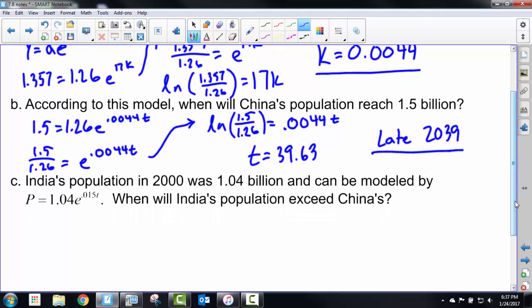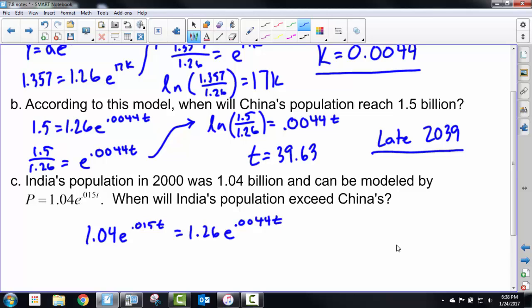India's population, the second largest, or second most populous country, I should say, in the world, was 1.04 billion in 2000, and we've got the model given to us right here. When will India's population exceed China's? Essentially what I'm going to do is this. I'm just going to say 1.04 e to the 0.015t equals, and we're going to use the model we found for China, 1.26 e to the 0.0044t.